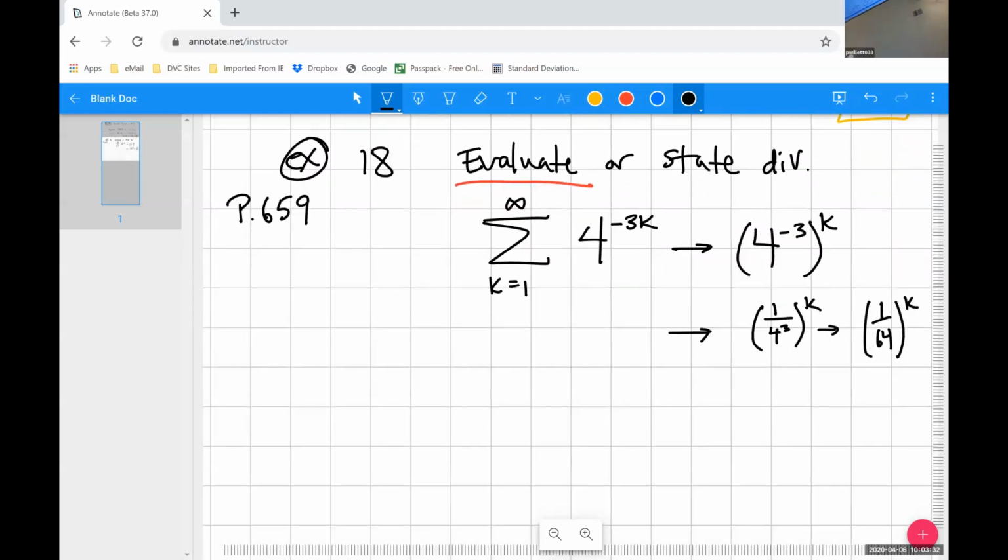So we can see that this is a geometric series in which the r value is 1 over 64. And therefore, we have a geometric series with r equal to 1 over 64 and a sub 1, meaning the first value when k is 1, is 1 over 64.